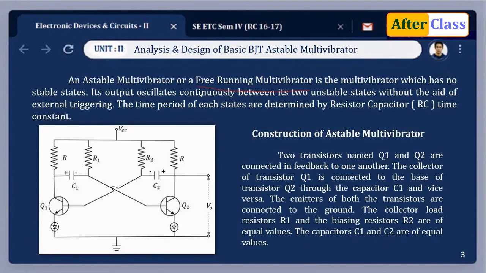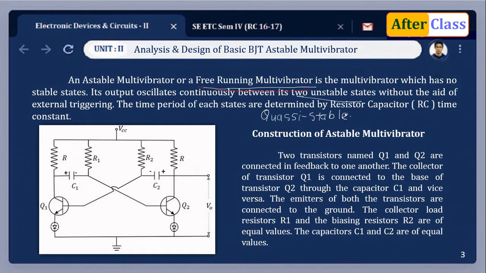Stable multivibrator is also referred to as free-running multivibrator, which has no stable states. Its output oscillates continuously between two unstable states. These unstable states are also referred to as quasi-stable states, without the aid of any external triggering.